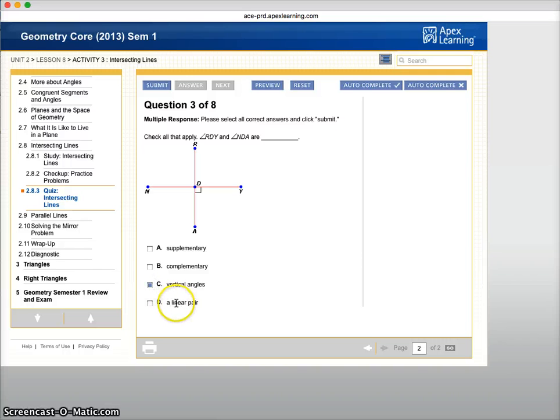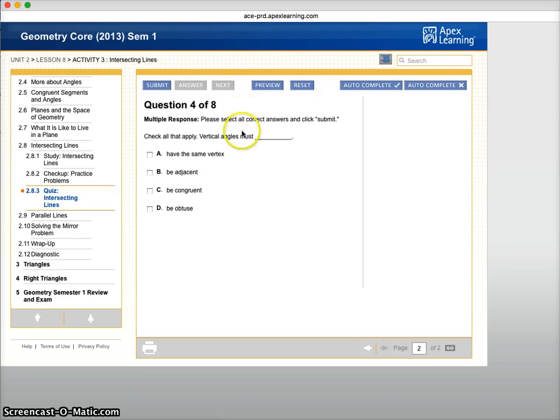They're not a linear pair because it's not a pair of points on a line, and that's what a linear pair is. They're not complementary because this is a 90-degree angle and this is a 90-degree angle, so if you added them together, they'd equal 180. And that is the definition of supplementary. Vertical angles must have the same vertex and they must be congruent. They can be small, meaning they're not obtuse, and they never will share a side.